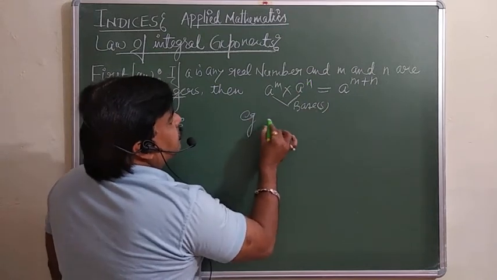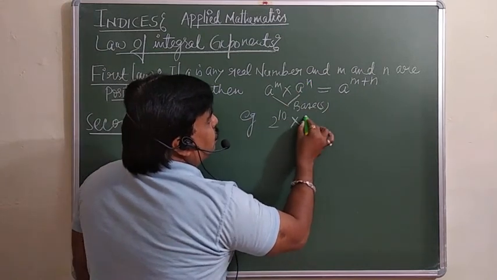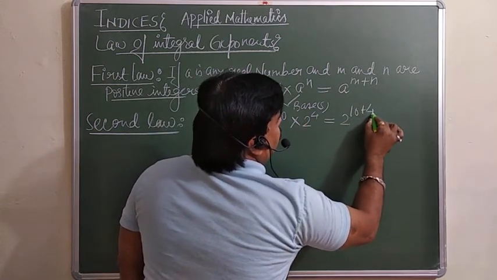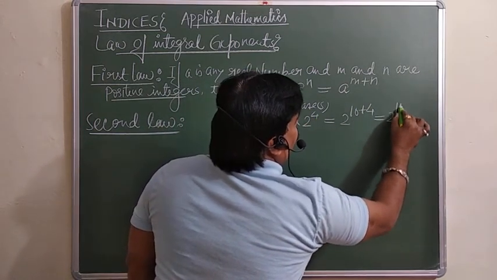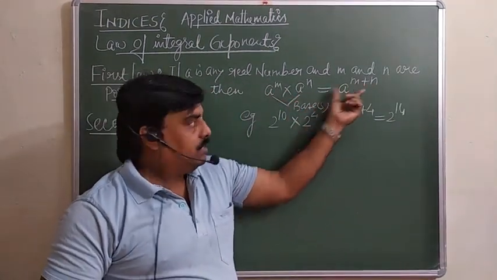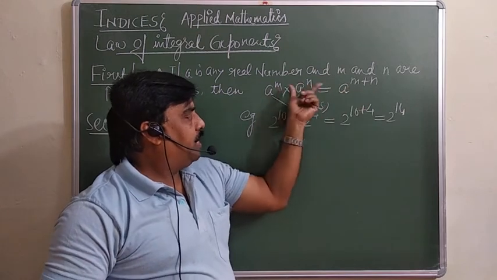For instance, 2 raised to power 10 into 2 raised to power 4 is equal to 2 raised to power 10 plus 4, that is 2 raised to power 14. So if the bases are same, then powers will be added. You are supposed to add the exponents.